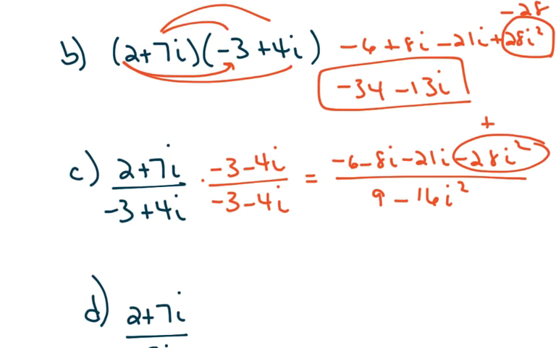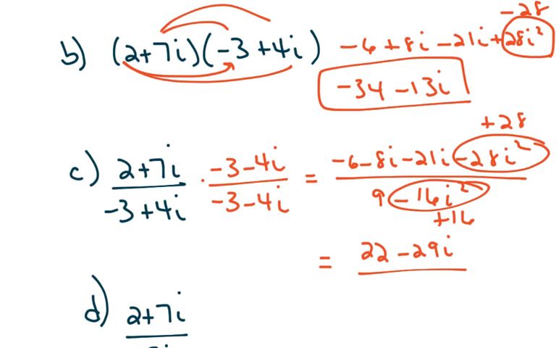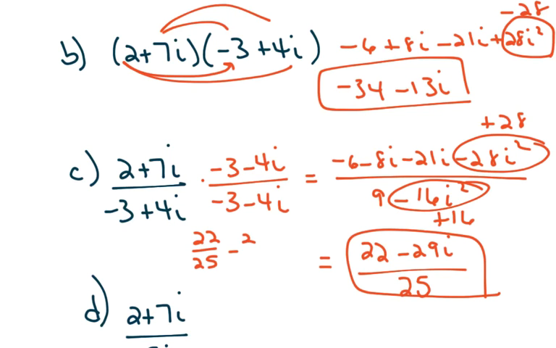Well, this is going to become positive 28. This is going to become positive 16. So the numerator ends up being 22 minus 29i. And the denominator, 9 plus 16, is 25. If you do this in your calculator, it just writes the answer as 22 over 25 minus 29 over 25i. Same answer.